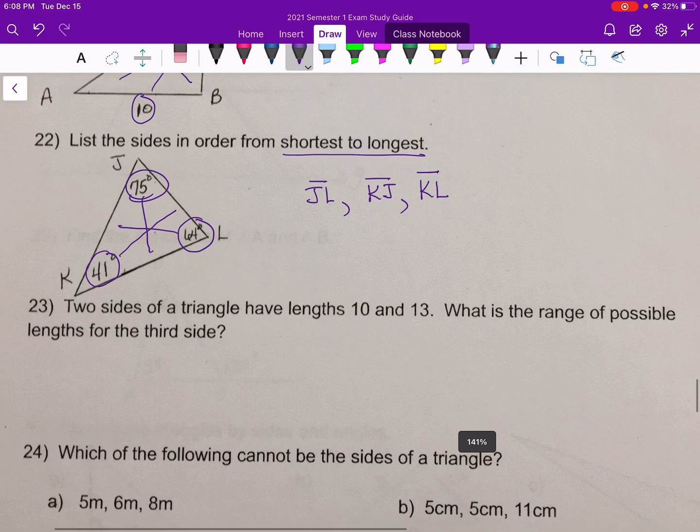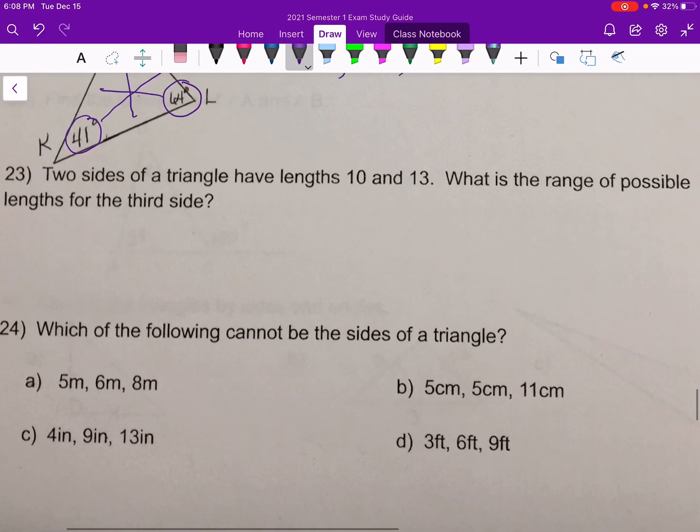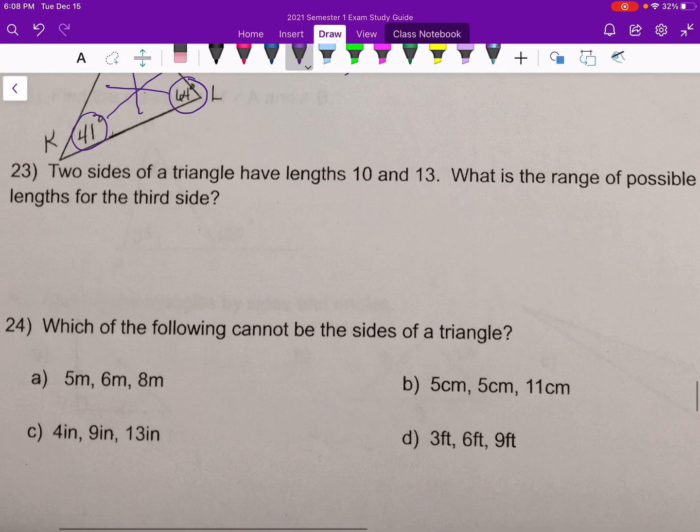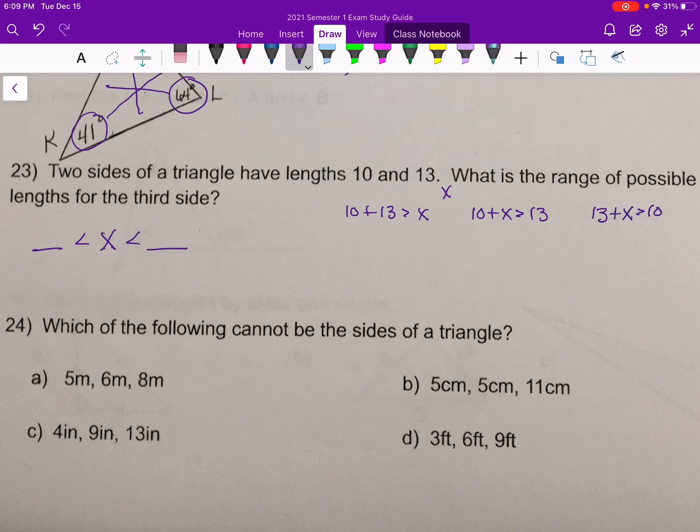Number 23, we're using the triangle inequality theorem, which says that when you add 2 sides of a triangle together, it's got to be bigger than the third side. We're going to use that on 23 and 24. Let's call the third side X, and we want to find the range of values for that side. So we're going to fill in those blanks. So that means 10 plus 13 has to be bigger than X. 10 plus X has to be bigger than 13. And 13 plus X has to be bigger than 10.